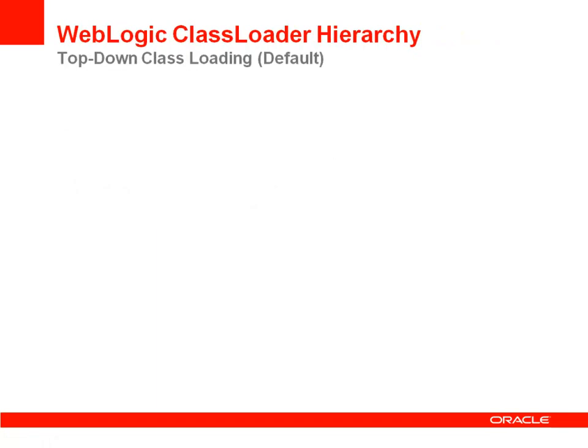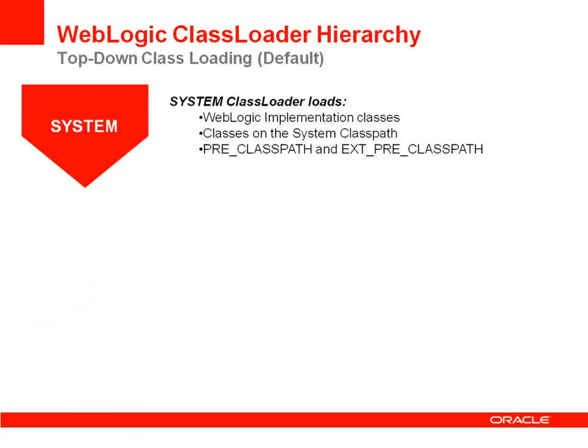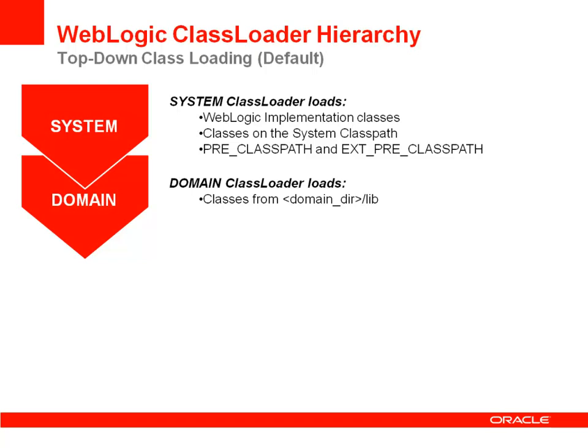Class loaders typically take a top-down approach when loading classes from the class path. If the top-level class loader cannot find a class, it will delegate to the next class loader in the hierarchy. There are several levels of class loaders that are used in WebLogic. Obviously, there's a top-level system class loader that loads the WebLogic implementation classes and supporting libraries defined on the class path. There's also a domain-level class loader that loads classes that are placed in the lib folder of the domain.